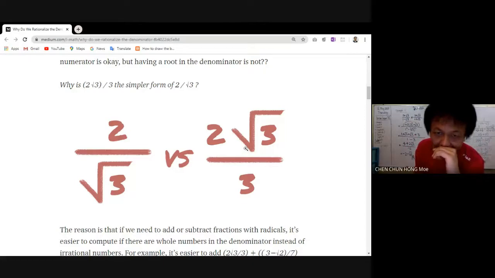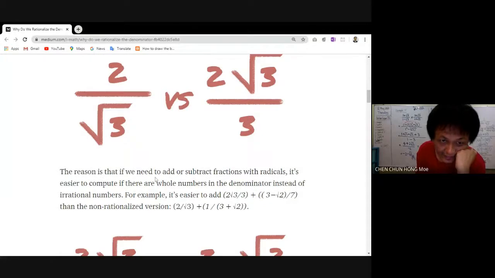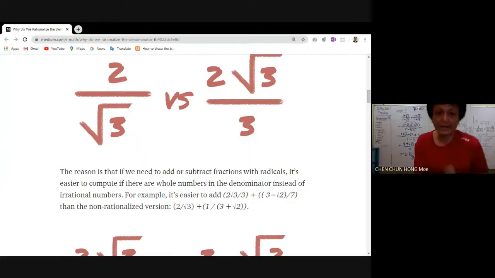So we are saying 2√3/3 is the simpler version of 2/√3. Now, the reason is that if we need to add or subtract fractions with radicals, it's easier to compute if there are whole numbers in the denominator instead of an irrational number. I think this makes sense.